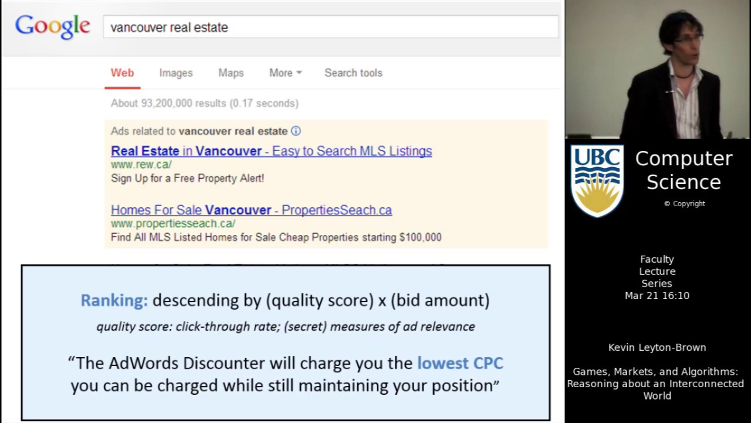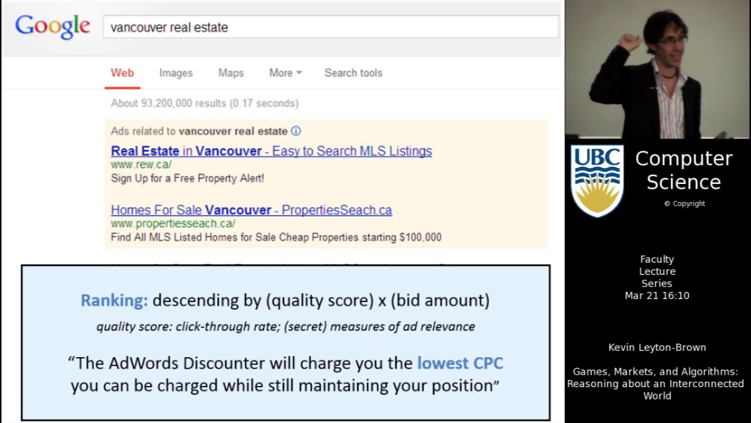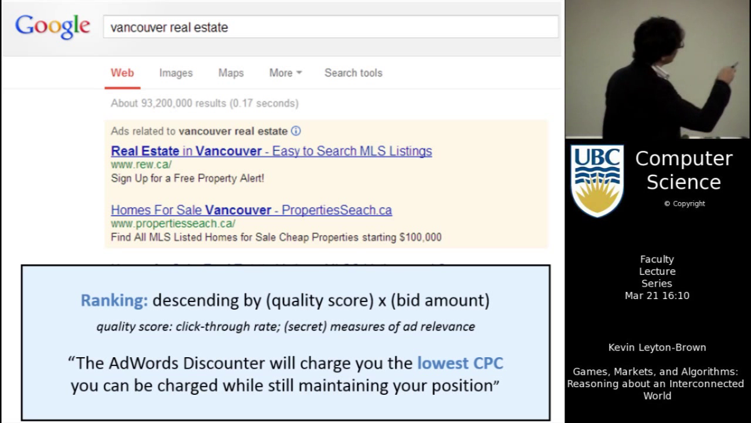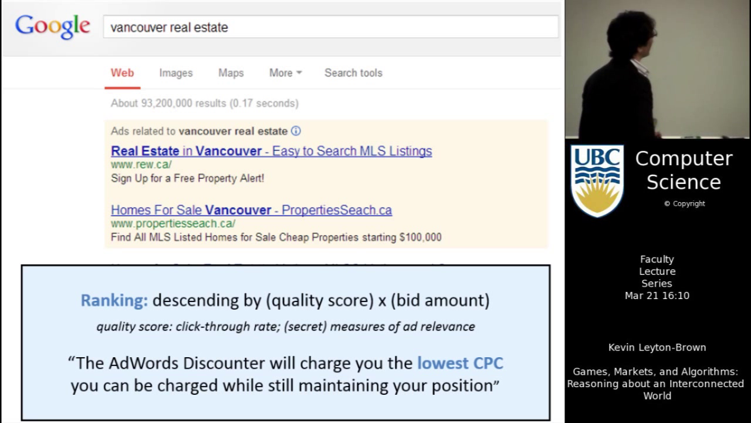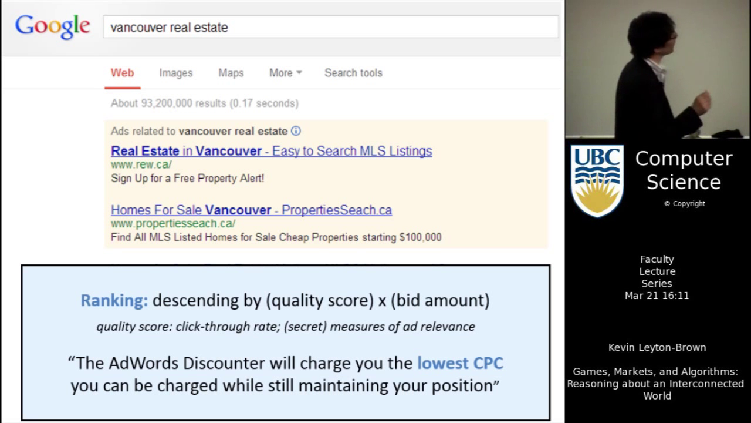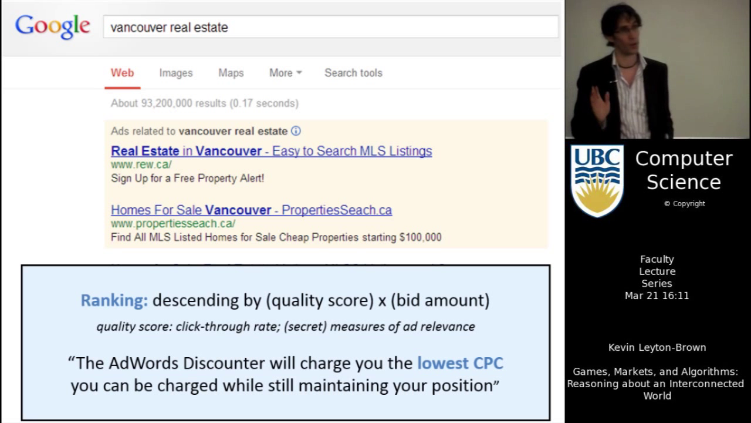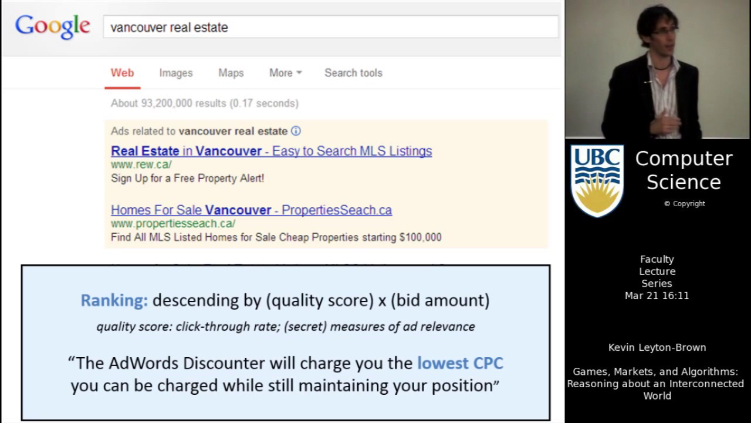Every time you do a Google search, there's really an auction that happened in the moment when you did the search to decide the ranking. And here's what Google says to advertisers. The AdWords discounter will charge you the lowest cost per click you can be charged while still maintaining your position. That should sound to you a lot like a second price auction.